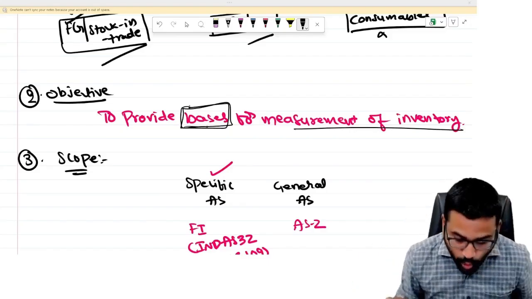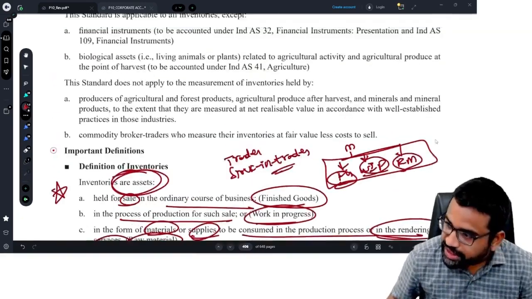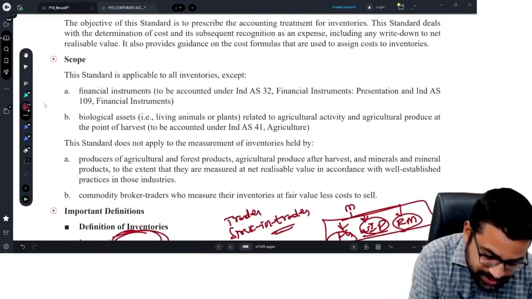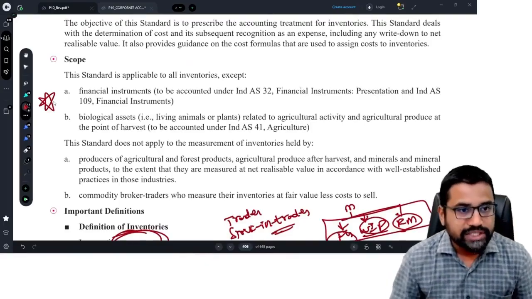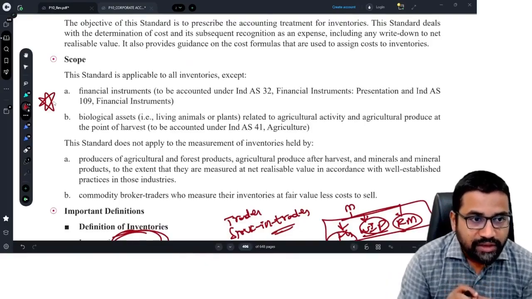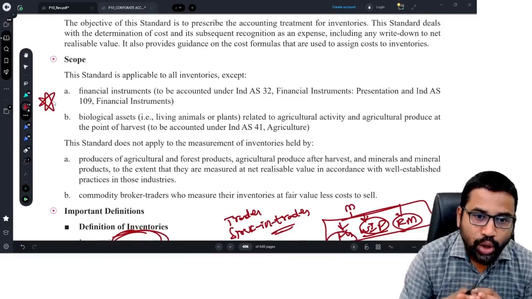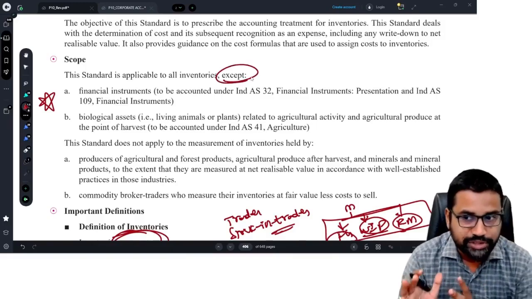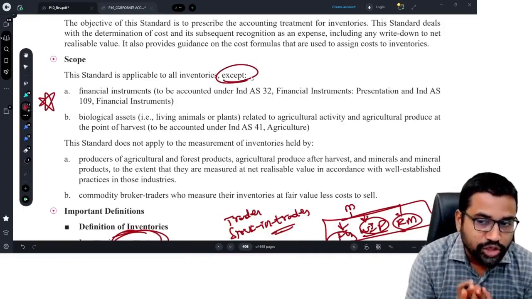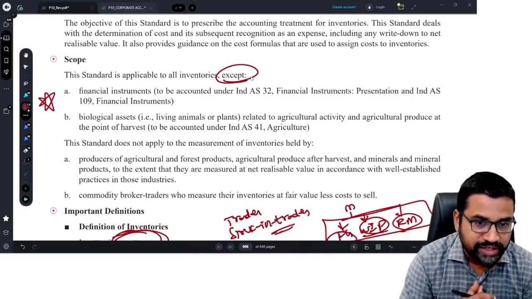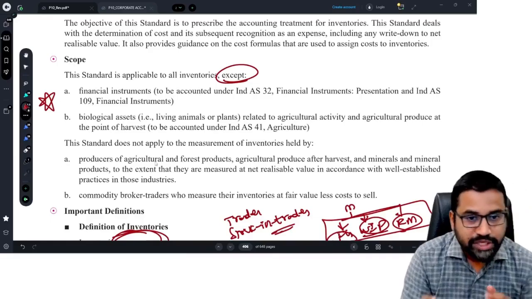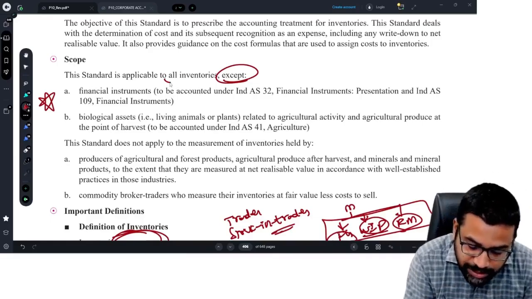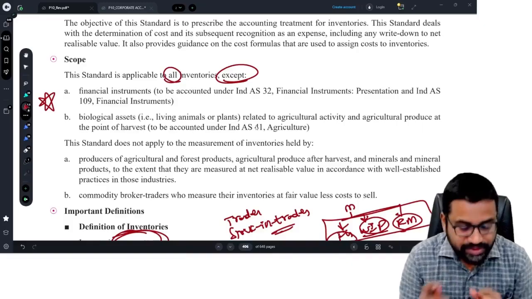Sir, scope is very, very important. You can expect MCQs from this scope. Now listen to me carefully. Sir, is this standard applicable to all kinds of inventory valuation, or are there a few exceptions? The standard is not applicable for valuation of all inventories. They have given a few exceptions. This standard is applicable to all inventories except these things.